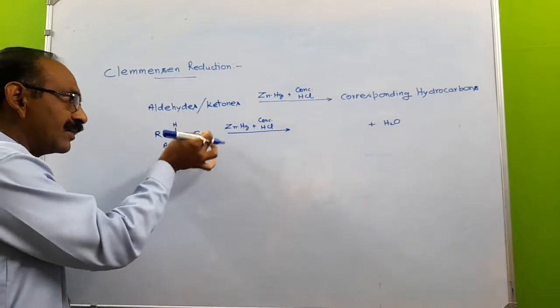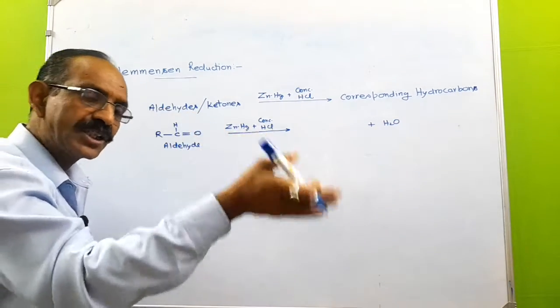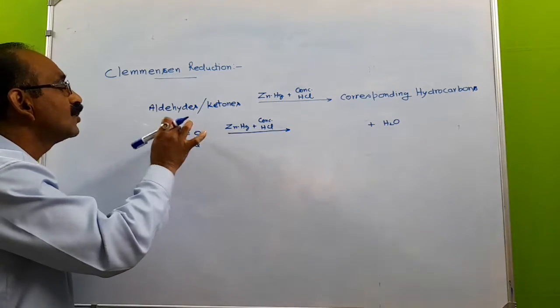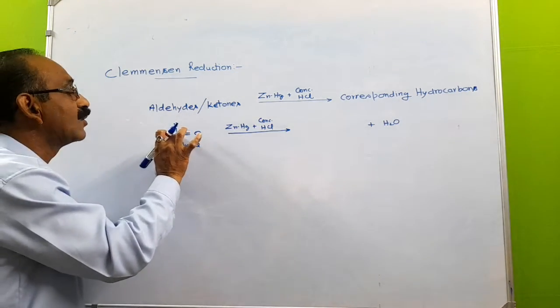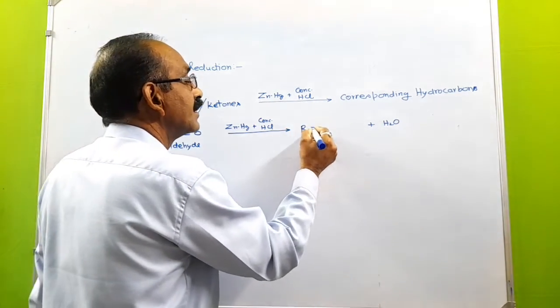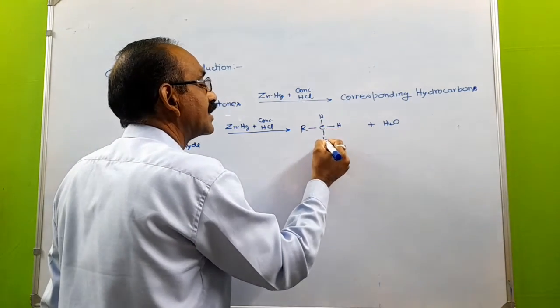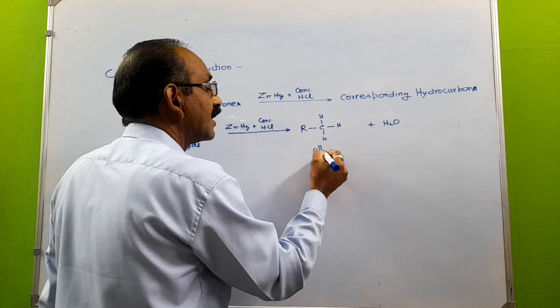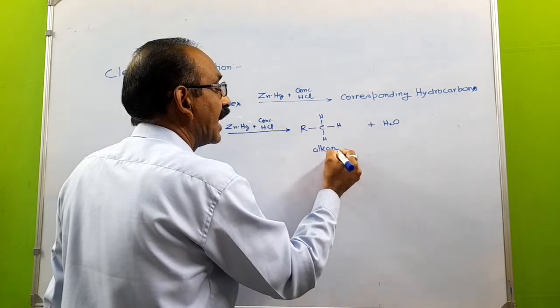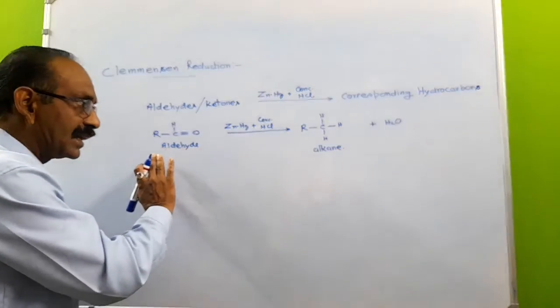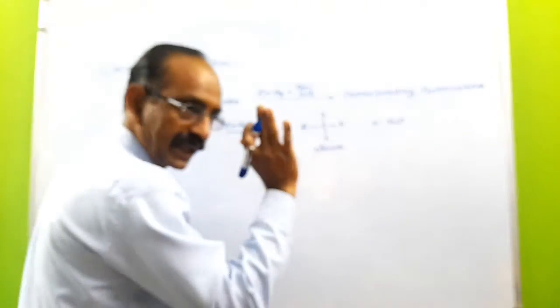And as in the reduction, addition of hydrogen is reduction. So two hydrogen atoms will be added over the carbon. Here this R, C, H, H and H. And we get here a hydrocarbon. As I am taking aliphatic aldehydes, so I will get the alkane.